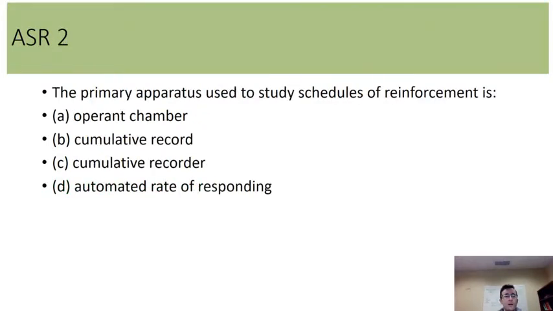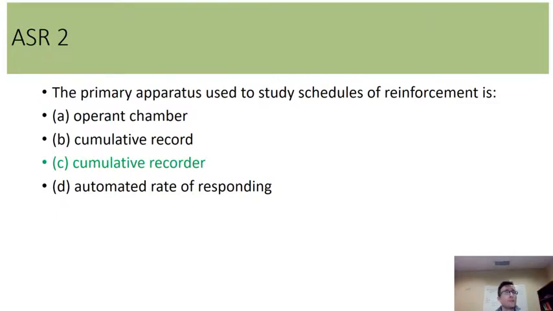ASR number 2. The primary apparatus used to study schedules of reinforcement is A. The operant chamber. B. Cumulative record. C. The cumulative recorder. Or D. The automated rate of responding. Give me a few more seconds. Alright, I'll go ahead and close the poll. And the answer here is the cumulative recorder. This is asking about the apparatus used to study schedules of reinforcement.